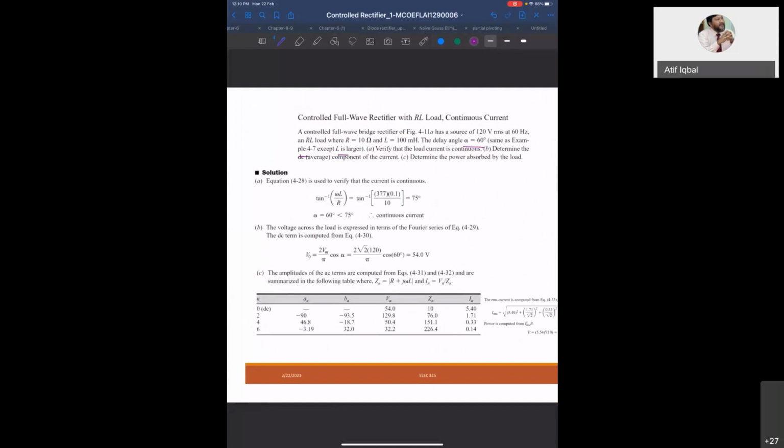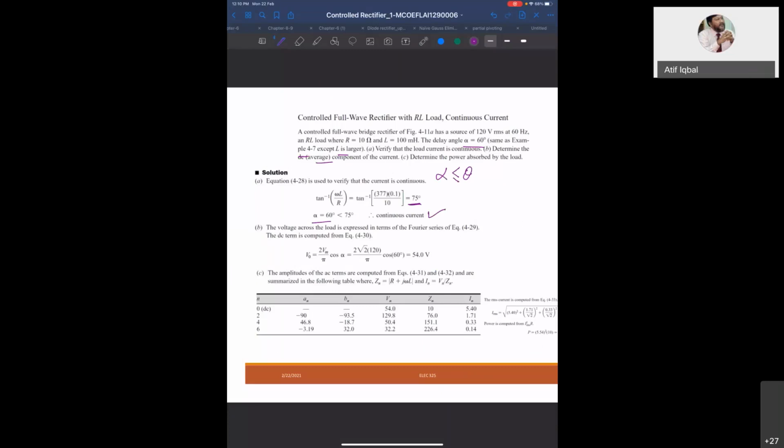So you have to check whether the load current is continuous or not. What is the condition for continuous current? Alpha should be less than the load impedance angle. Yes, the load impedance angle you calculate as 75 degrees and your alpha is 60 degrees. So that means this is continuous conduction.